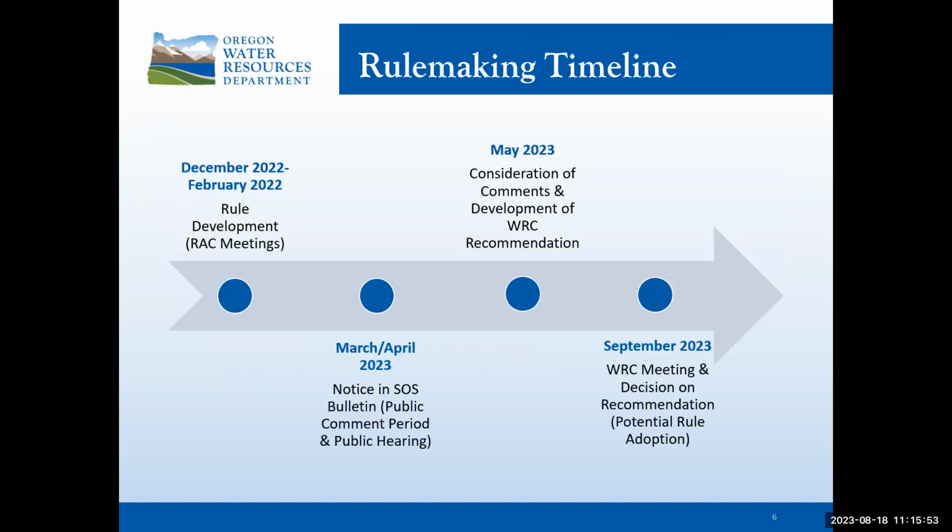So now this slide is talking about the rulemaking timeline. This is specific to the Division 10 rules. We're currently in August of 2023. So the next step is for the department to propose the rules to the Water Resources Commission at the end of September. And then the Water Resources Commission will likely adopt those rules.